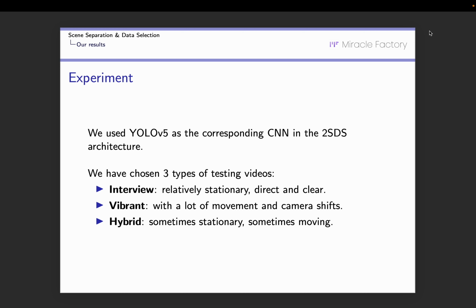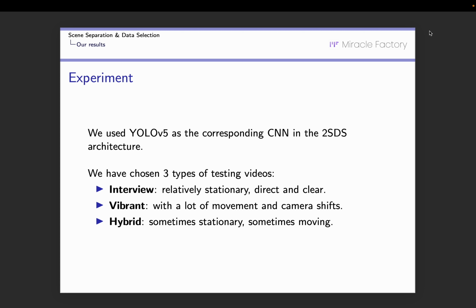So next we'll talk about the experiment, and because we have only limited time and resources, we only did some preliminary experiments with our algorithm, and we used the YOLO v5 as the corresponding CNN in the 2SDS architecture, and we have chosen 3 types of testing videos. So the first one is interview, which are relatively stationary and they are very direct and clear. So this type of video, we think it should have the highest accuracy on our algorithm.